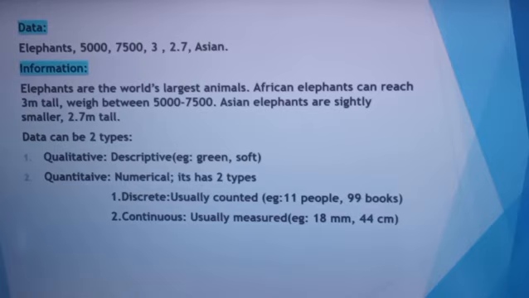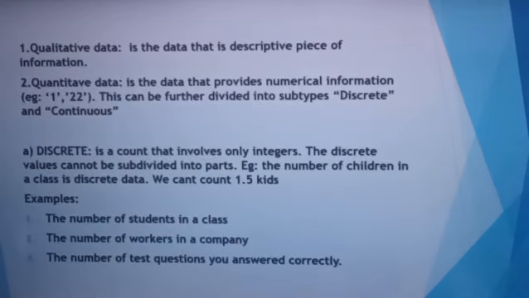So data can be of two types. One is qualitative, descriptive, and one is quantitative, which is numerical. It has also two types: one is discrete and one is continuous. Discrete is usually counted. Example, 11 people, 99 books. Continuous is usually measured. Example, 18 mm and 44 cm.